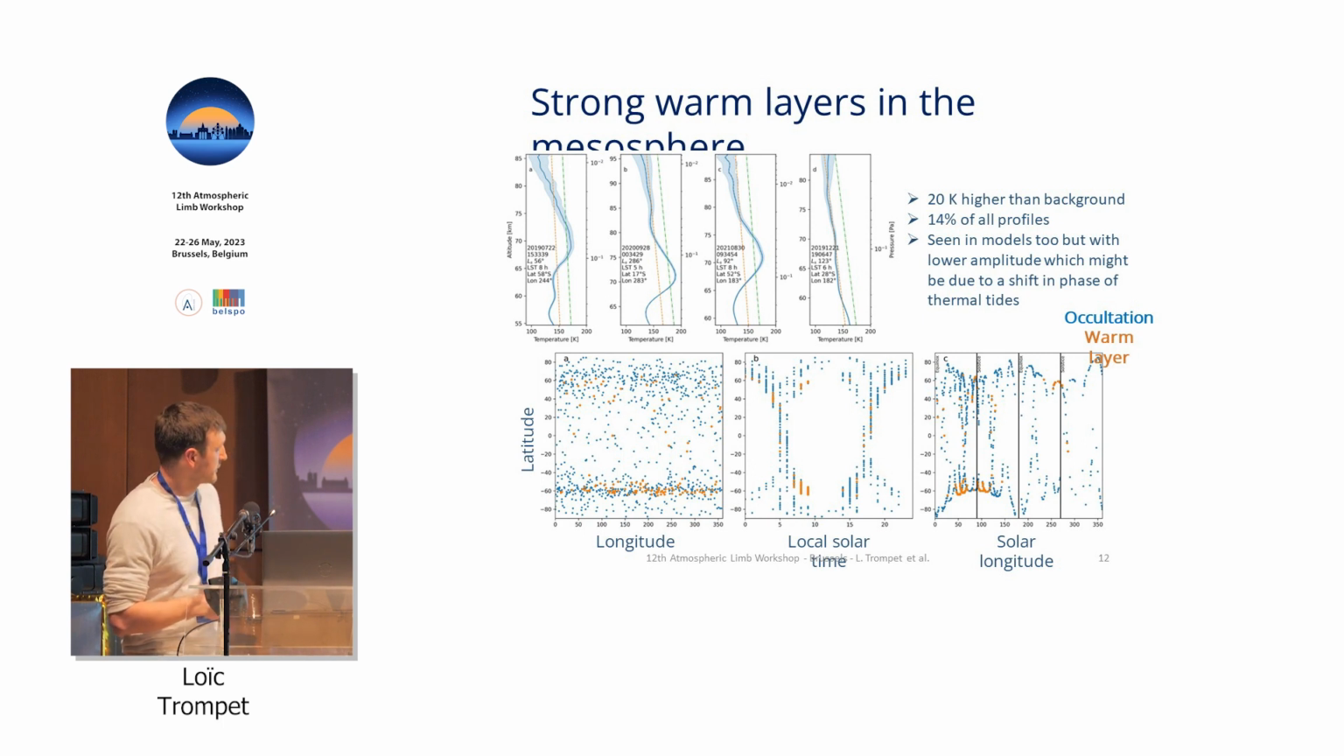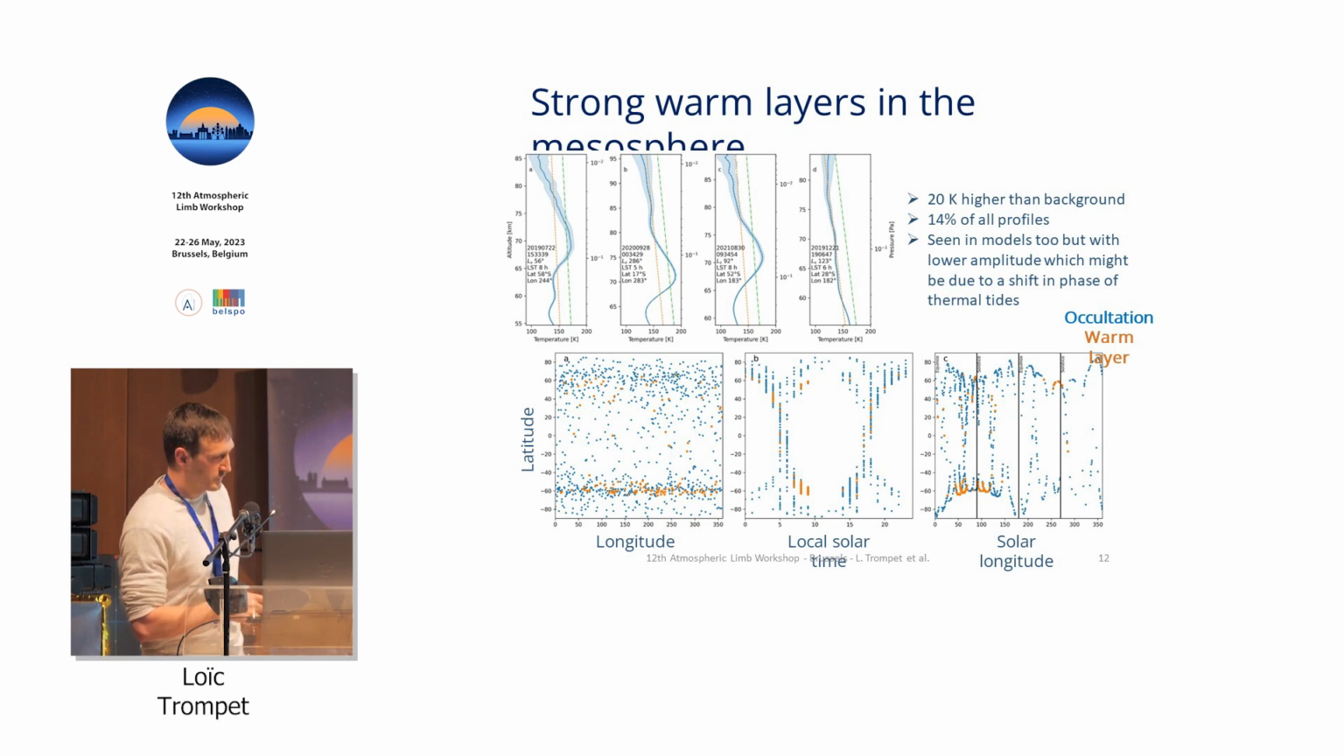And well, I define them as being a warm layer when you have some values which are 20 Kelvin higher than the background, and this happens for 14% of all profiles. Here you have the distribution of all those warm layers. So that's the orange dots, and the blue dots are all the occultations that were made. So you see that there are some biases in the distribution of the measurements. We are less well scanning the equator. The local times are very related with latitudes, but we still see more of those in the morning.